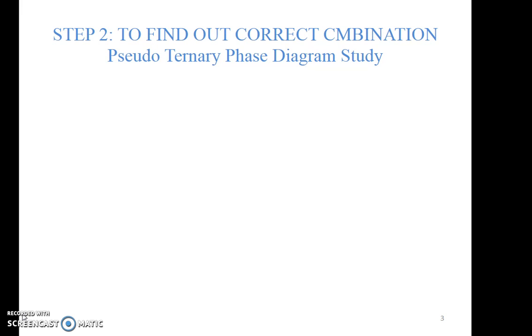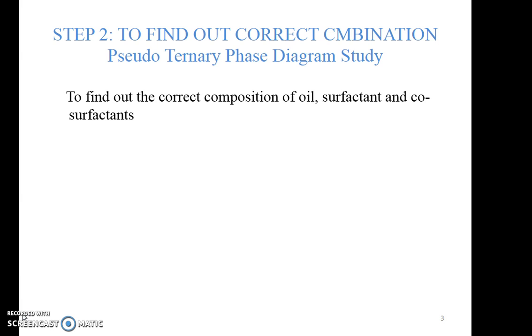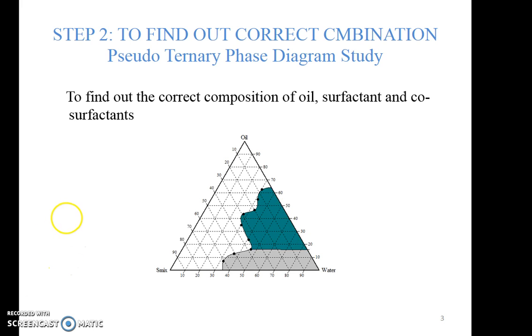Next step is to find out the correct combination of these components. So that we do with the help of pseudo-ternary phase diagram study. In this particular study, we find out the correct composition of oil, surfactant and co-surfactant. In the previous step, step 1, we have already screened out the best components. Now we have to find out the best composition of these three components, which gives us the microemulsion region. I will show you first one pseudo-ternary phase diagram for your better understanding.